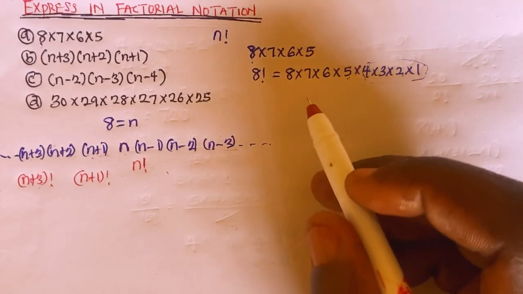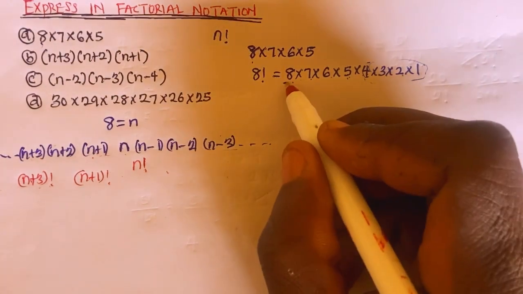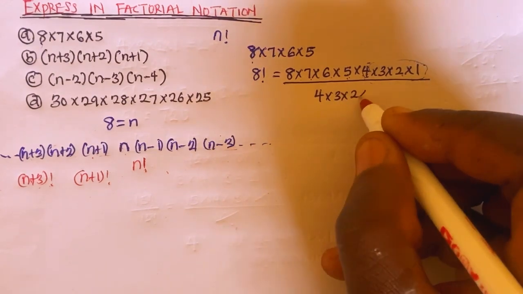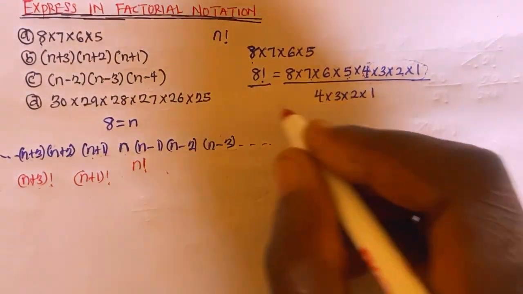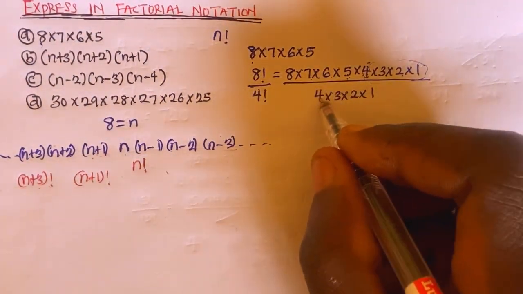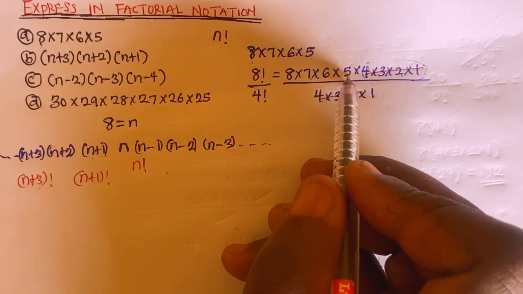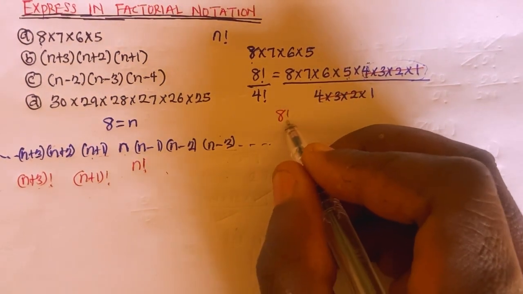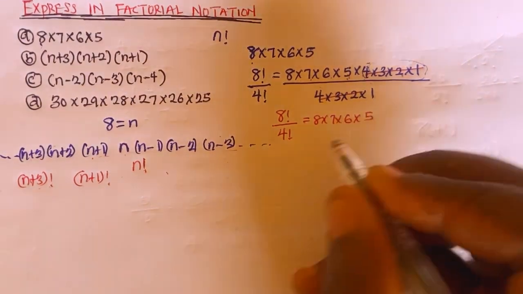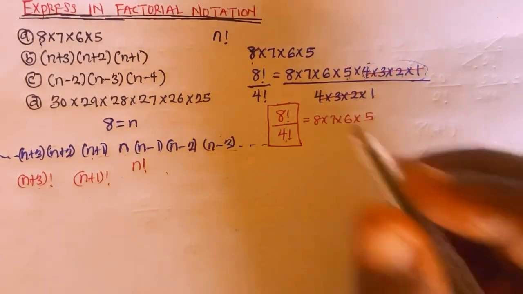So you can simply say 8 multiplied by 7 multiplied by 6 multiplied by 5 multiplied by 4. Then we can simply divide everything here by this value, which is 4 multiplied by 3 multiplied by 2 multiplied by 1. Then everything here is 4 factorial. So in this case, we cancel this 4 factorial, and you are left with 8 times 7 times 6 times 5. So here that means the factorial notation for 8 multiplied by 7 multiplied by 6 multiplied by 5 is actually 8 factorial divided by 4 factorial. So this is the factorial notation for this expression.